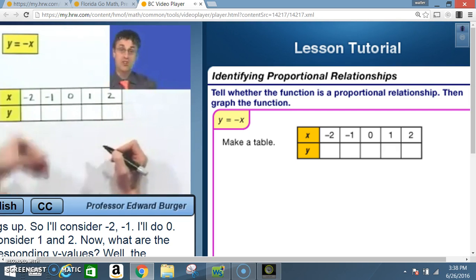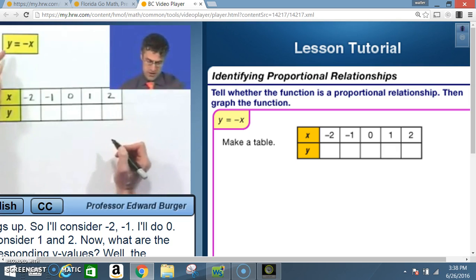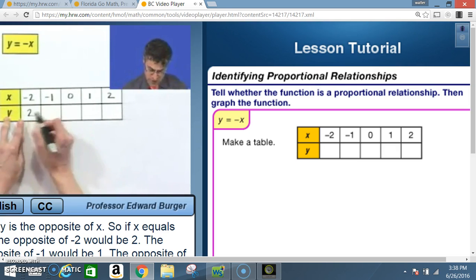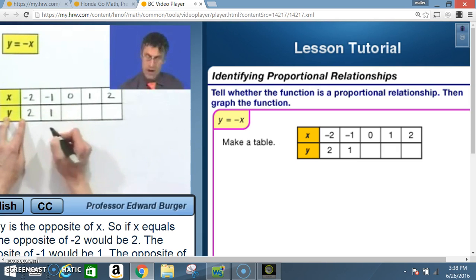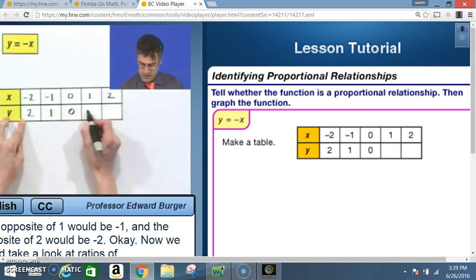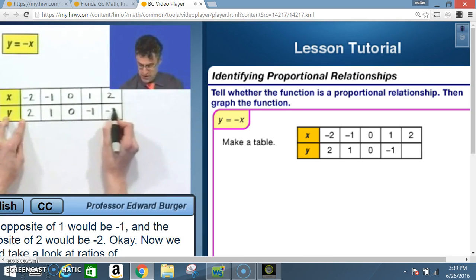Now, what are the corresponding y values? Well, the function says y is the opposite of x. So if x equals negative 2, the opposite of negative 2 would be 2. The opposite of negative 1 would be 1. The opposite of 0 would be itself, 0. The opposite of 1 would be negative 1. And the opposite of 2 would be negative 2.